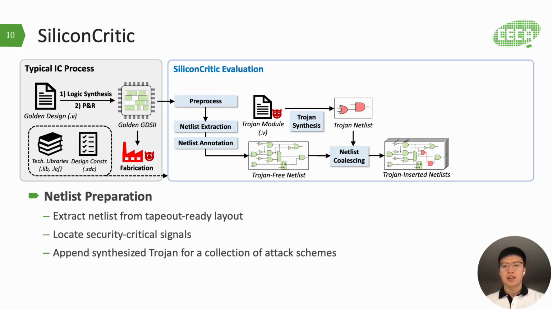The SiliconCritic evaluation flow can be divided into 3 phases. The first is netlist preparation. It extracts the netlist from the tape-out ready layout, retrieves security-critical signals in the design, and appends synthesized Trojan to the extracted netlist to produce a collection of attack schemes corresponding to different Trojan-inserted netlists.